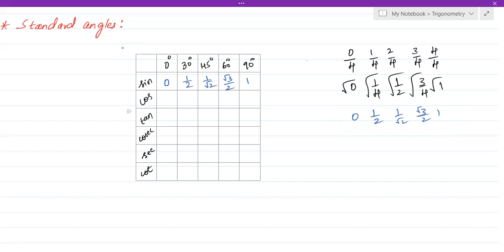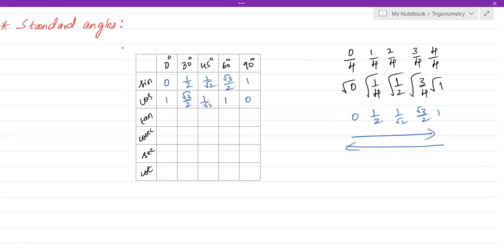Now to write cos, we have to just write it in the reverse order. To write sine, we'll start from 0 and go to 1. To write cos in the reverse order, start from 1: 1, root 3 by 2, 1 by root 2, 1 by 2, and 0.